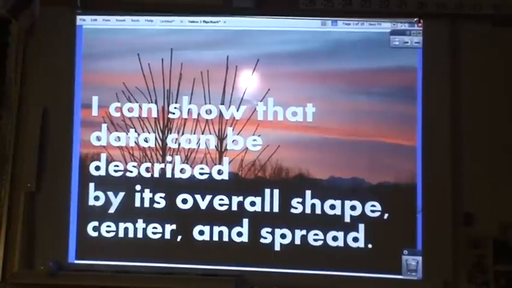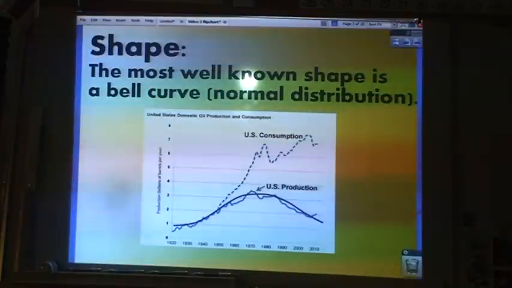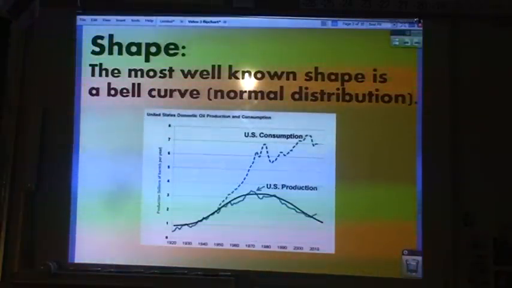For this lesson, you will be able to show that data can be described by its overall shape, center, and spread. The most common shape is called a bell curve. This is a normal distribution.